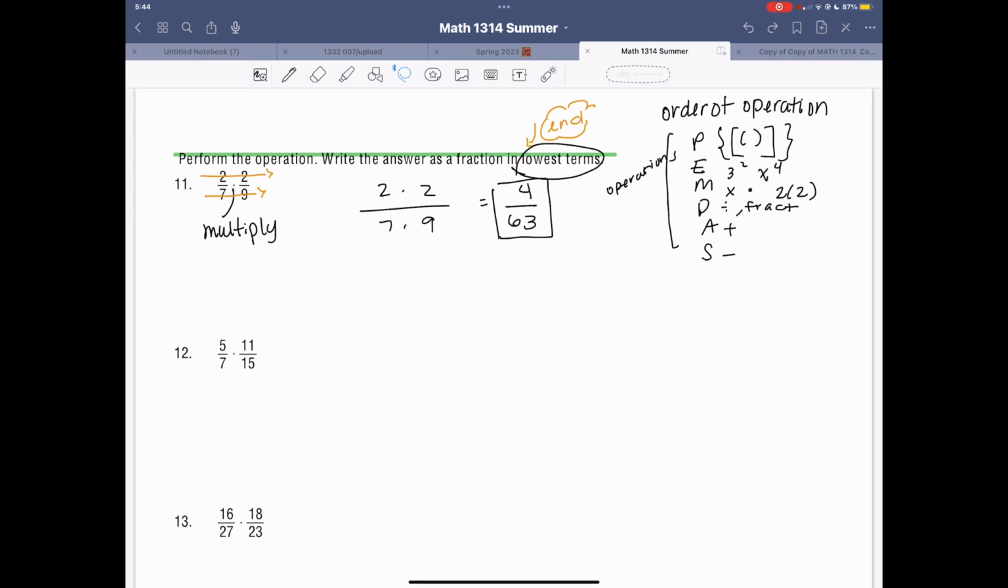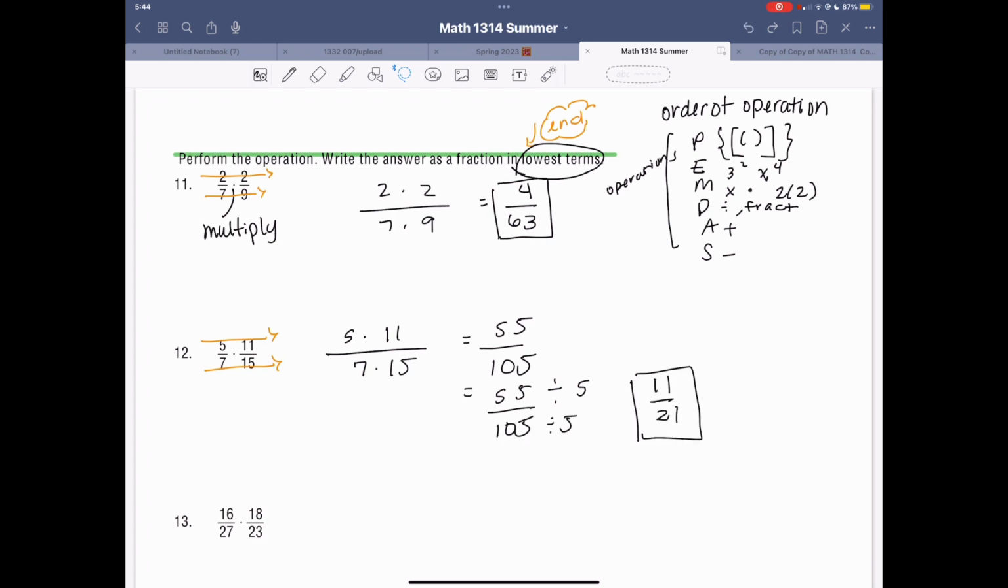Let's see. The next number we're going to do is 12, so 5 times 11 and 7 times 15. I get 55 over 105. When I simplify this, I notice that each number ends in 5, so that means they're both divisible by 5. So 55 divided by 5 and 105 divided by 5 is going to be 11 over 21.